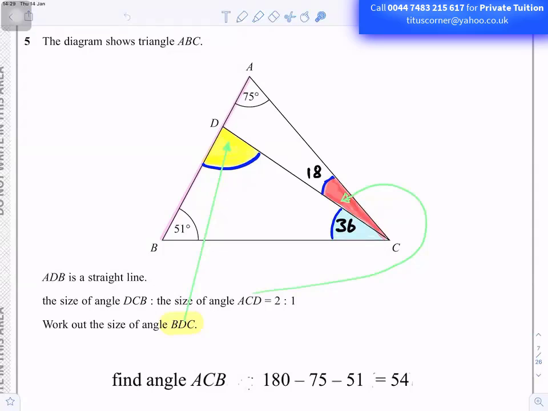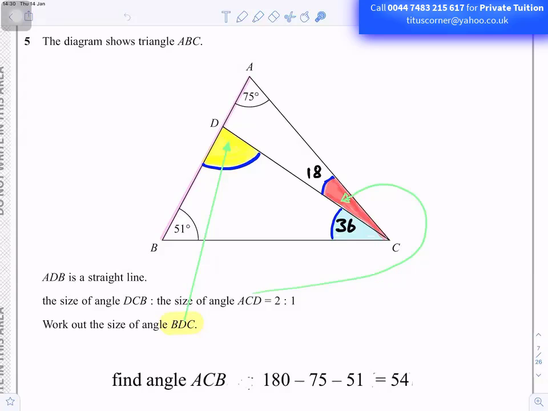Question number 5. The diagram shows triangle ABC. ADB is a straight line. I've highlighted ADB in pink. The size of angle DCB to the size of angle ACB is 2:1. Work out the size of BDC. Now, the first thing we want to do is look at the angle we want to find. I've colored it in yellow. We want to find BDC.